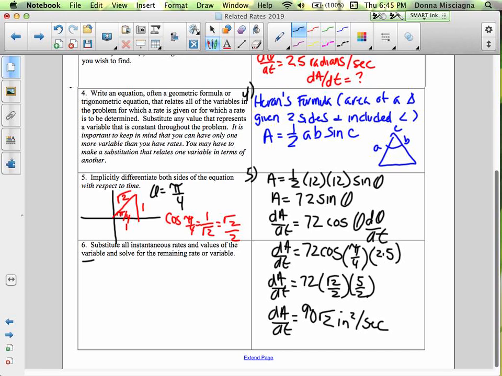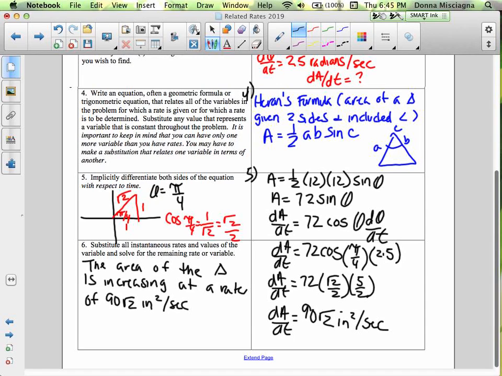So the area of the triangle is increasing at a rate of 90 square roots of 2 inches squared per second when theta equals pi over 4. And there we go. That's all there is to it.